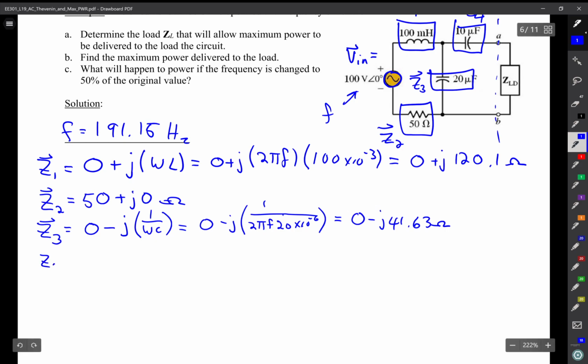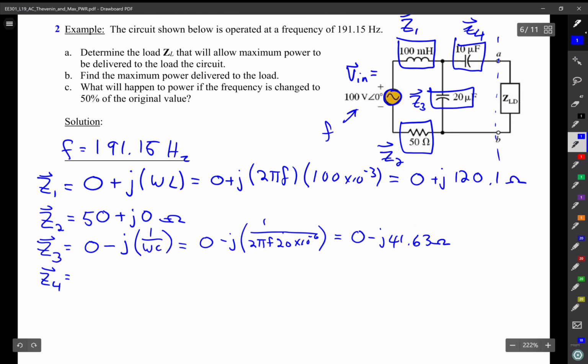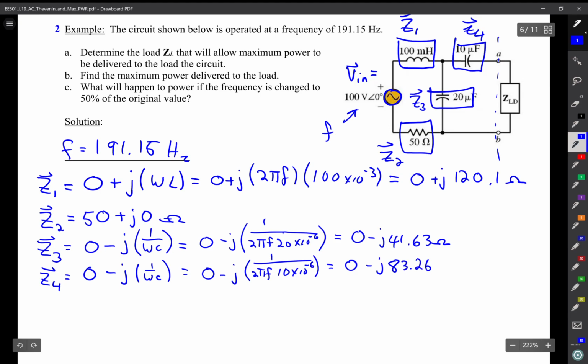Z4 is equal to, well, again, that's another capacitor. So I know I'm going to have 0 resistance, and it's purely capacitive. So I have a negative sign, and I have a J 1 over omega C. And in this case, it's 1 over 2 pi F times 10 times 10 to the minus 6, which is equal to 0 minus J 83.26. So that makes sense because it's twice Z3. Okay.